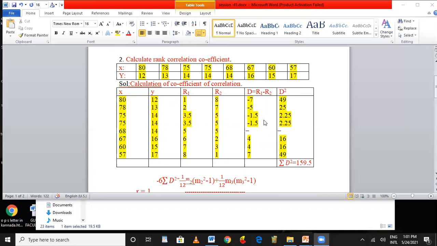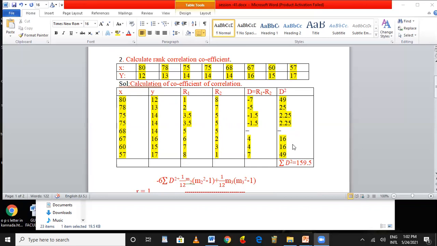After getting the differences between the first judge and the second judge, again we have to square them. That is D square. Minus 7 into minus 7 is 49. Minus 5 into minus 5 is 25. Minus 1.5 into minus 1.5 is 2.25. Minus 1.5 into minus 1.5 is 2.25. 0 into 0 is 0. 4 into 4 is 16. 4 into 4 is 16. 7 into 7 is 49.